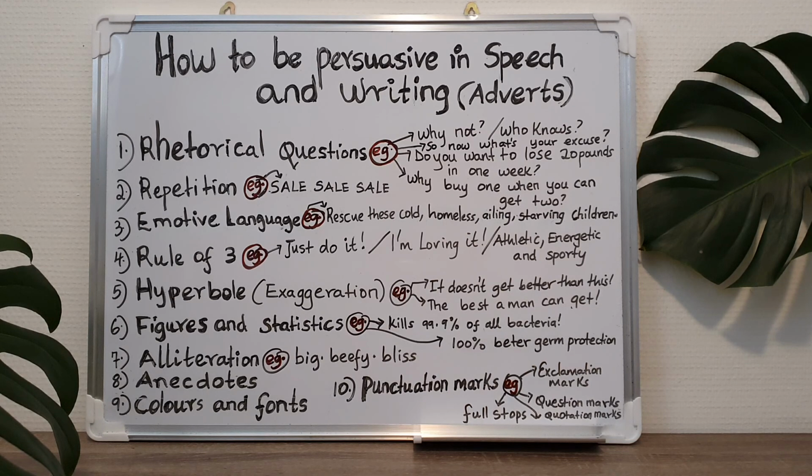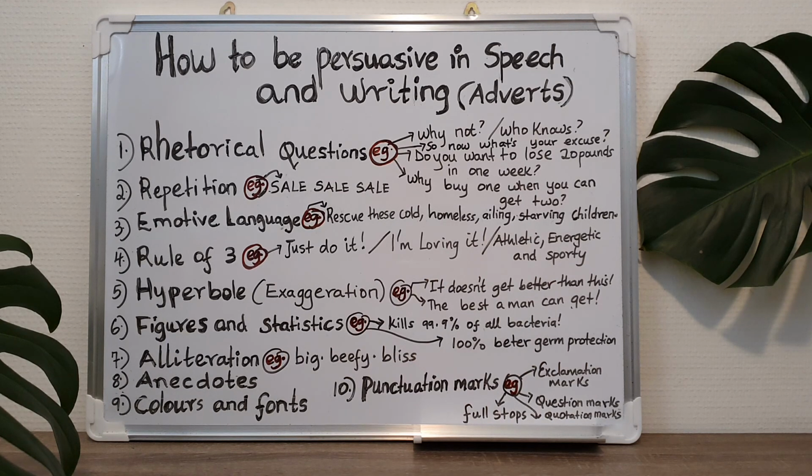So use exclamation marks. "Kills 99.9% of all bacteria!" "The best a man can get!" "It does not get better than this!" Okay? So use exclamation marks, but also use question marks, okay? Because when you use question marks, then your sentences tend to appear as if they are rhetorical questions, and rhetorical questions get people thinking deeply about things.